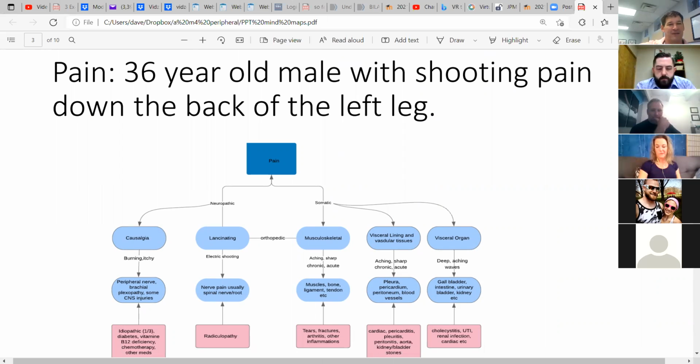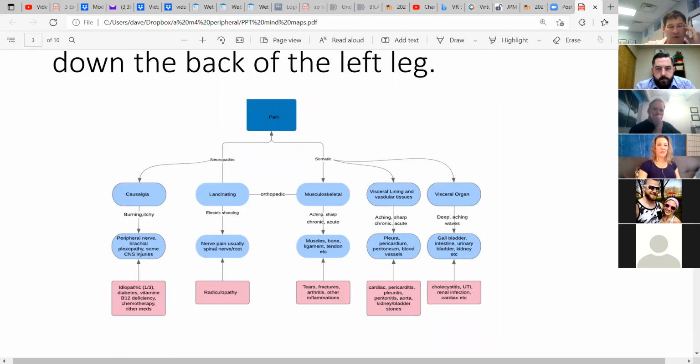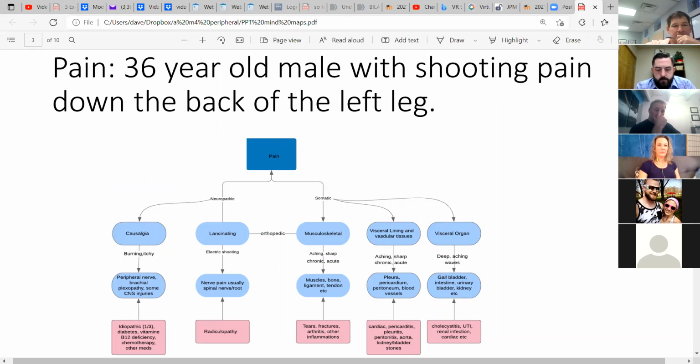Okay. A 38-year-old male with shooting pain down the back of the leg. Here's basically your illness script. What is your first thought when you hear this? Some type of radiculopathy is my first guess. Yeah. And a second guess, if you had to put one on the back burner? Oh, maybe something towards sciatica, something that's a little bit more somatosensory versus that lancinating pain.